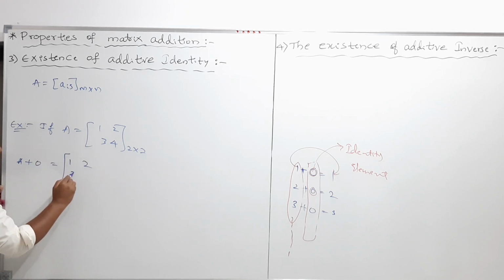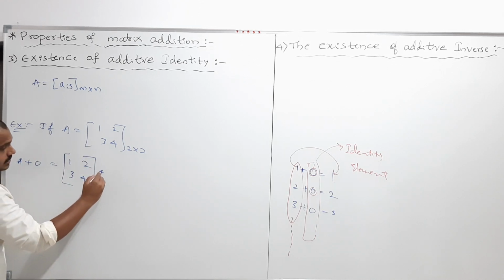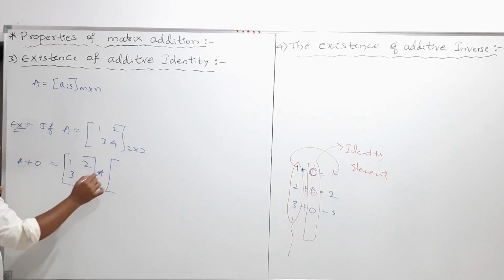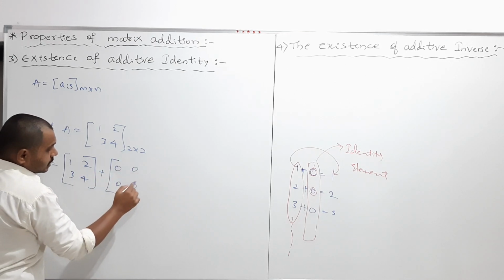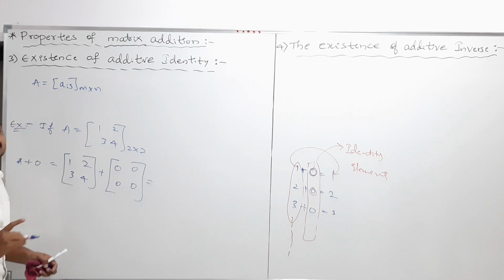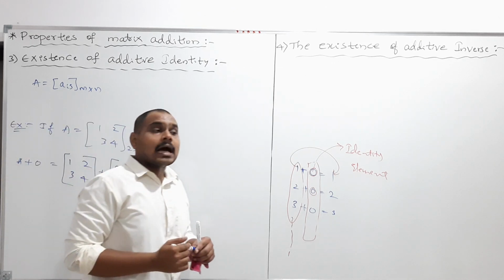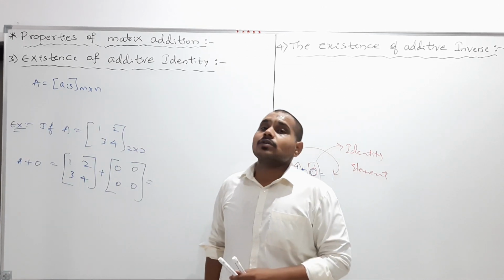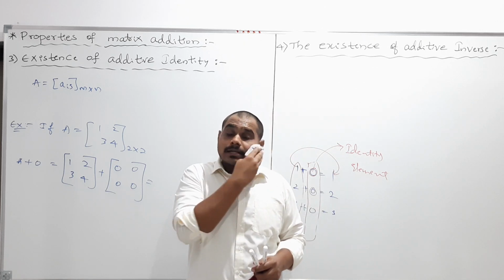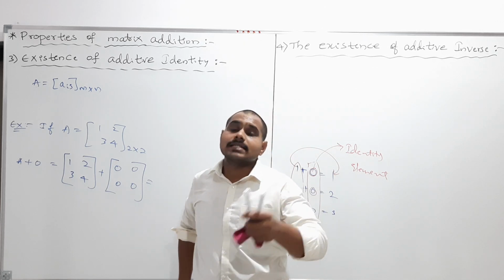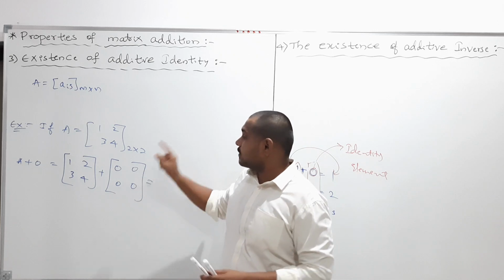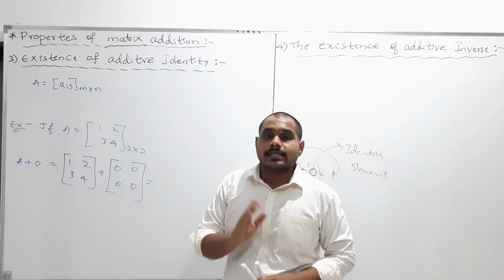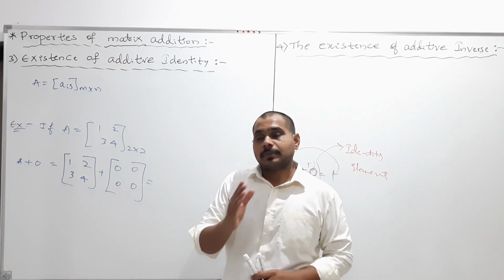A is 1, 2, 3, 4. And this is added with the 0 matrix, and the 0 matrix is 0, 0, 0, 0. In the types of matrices, I discussed what the 0 matrix means: a matrix which has all its elements 0. Such a matrix we call the 0 matrix, which I discussed while explaining the types of matrices.